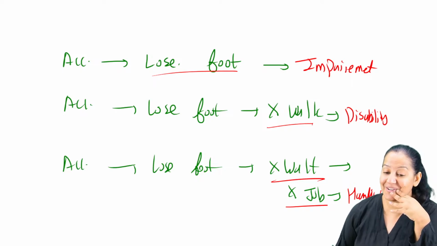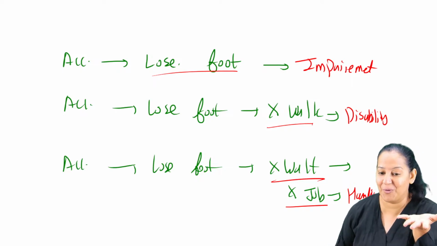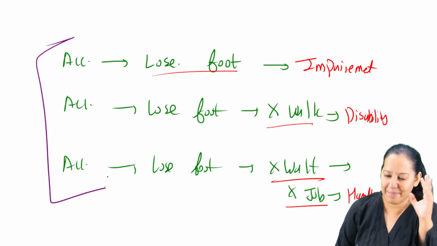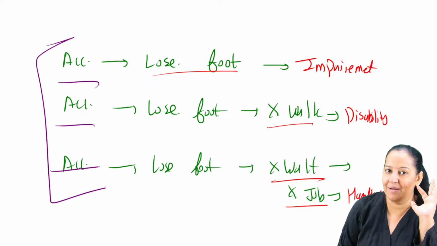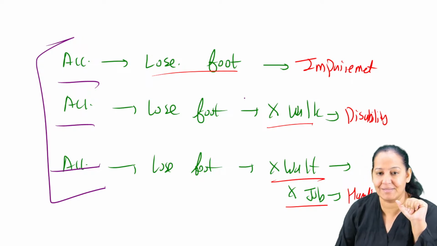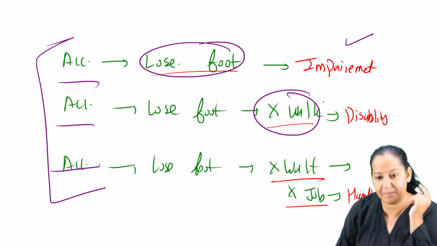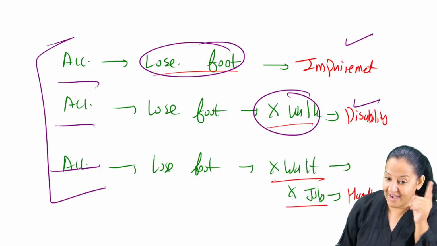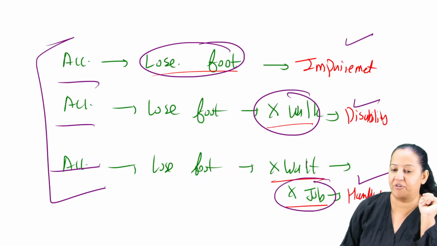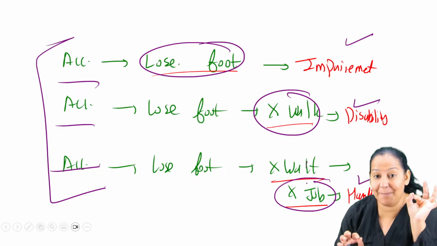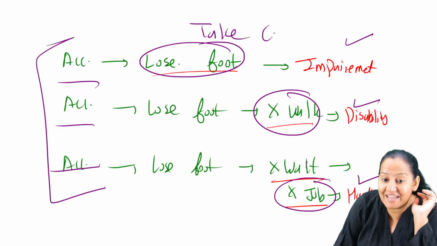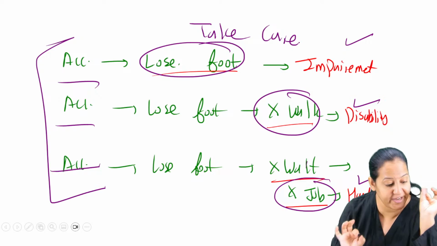You know, this question is asked 3 times in the FMG exam, with a different ending each time. The initial question is the same, but where they end it matters. If they end the question here, you have to opt for impairment. If they end with the person cannot walk, you opt for disability. If they end with the person doesn't have the job, you opt for handicap. So the question is very tricky. Please take care, be cautious, and read your question very carefully.